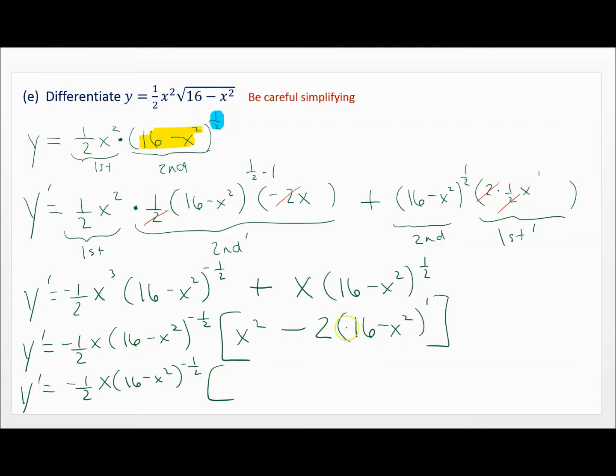Here in the brackets can be simplified. That's x squared minus 32, right, plus 2x squared. I can add these x squareds together. So I continue to the right because I'm running out of space. I have negative 1/2 x 16 minus x squared to the negative 1/2, brackets, x squared plus 2x squared is 3x squared minus 32. Finally, this could look really nice by rewriting the 16 minus x squared to the negative 1/2 in the denominator.